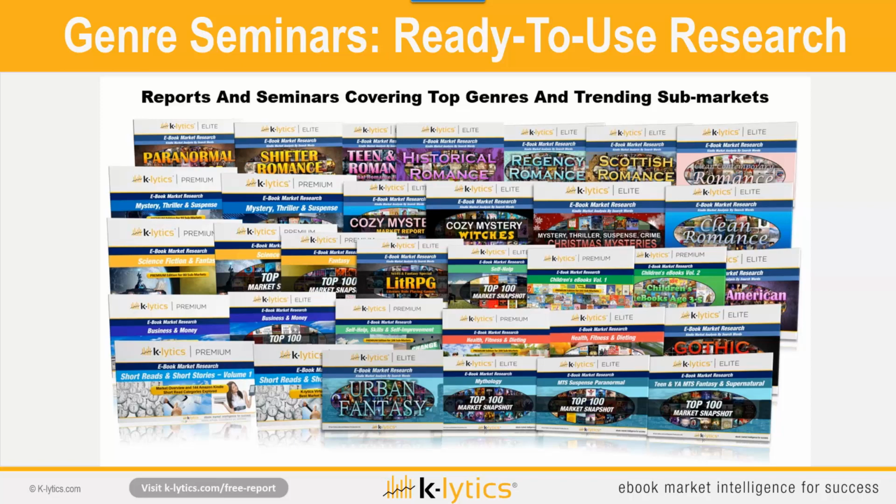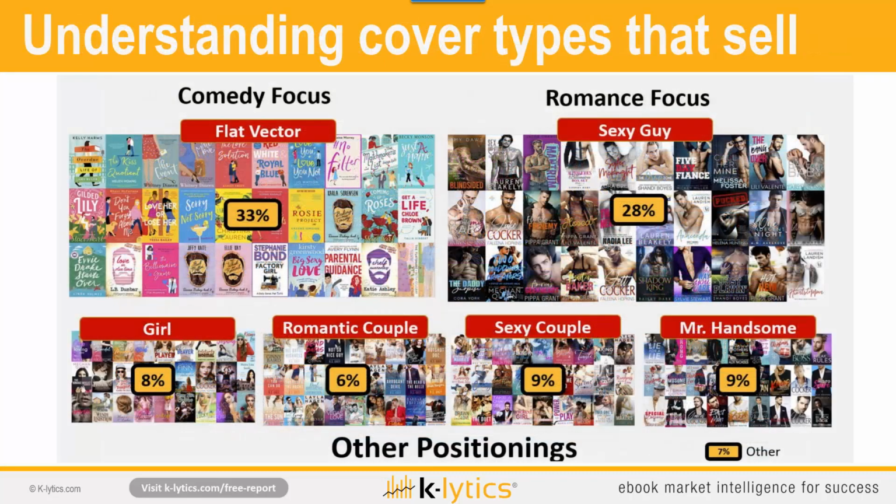And once we then confine the data to a certain market, take romantic comedy as an example, we can then explore, for example, what cover types sell within romantic comedy. Is it the flat vector graphic? Is it the sexy guy, the girl, the romantic couple, the sexy couple, or Mr. Handsome on the cover? The data can then tell.